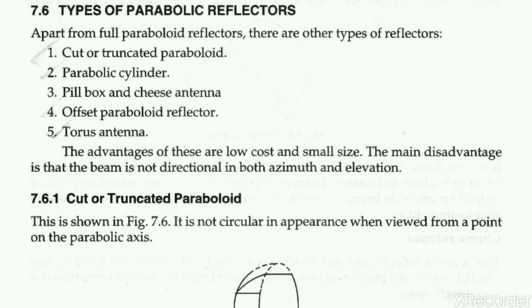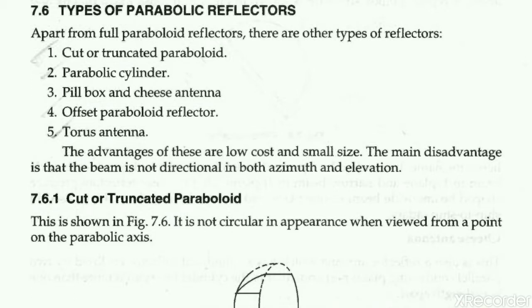So now we will see a very important part, that is, types of parabolic reflectors. As we can see there are a total of 5 types of parabolic reflectors. These are: the first one is the cut or truncated paraboloid, the second one is the parabolic cylinder, the third one is the pillbox and cheese antenna, the fourth is the offset paraboloid reflector, and the fifth is the torus antenna.